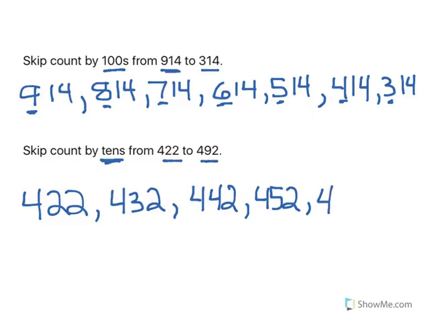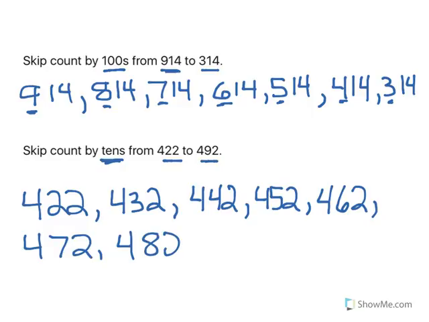Then I get 462, 472, 482, and 492. So that's how you get from 422 to 492 by skip counting by tens, and the only thing that changed was my tens. My tens changed each time, but my hundreds and my ones stayed the same.